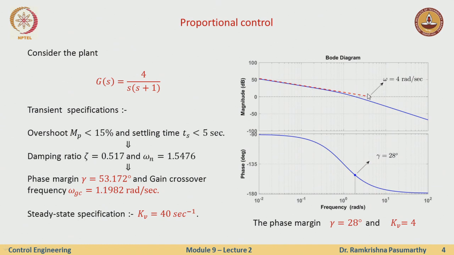So, the open loop system has the following characteristics: the Kv is 4 and the phase margin is 28 degrees, and we would like to have Kv be 40 with a phase margin of 53 degrees.